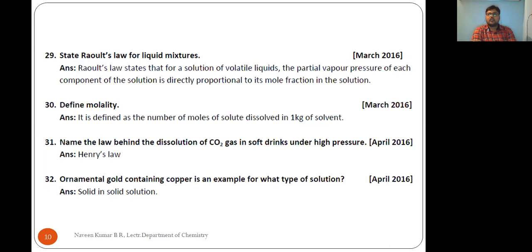Ornamental gold. We know that pure gold is too soft and hard to mold into different shapes, as we see in ornamental designs. Copper is added in a homogeneous solution form to give hardness. Whatever 22 karat or 24 karat gold you have heard of, they are made with copper for ornamental designs. Hence ornamental gold is a solid metal alloy, so it is a solid in solid solution.